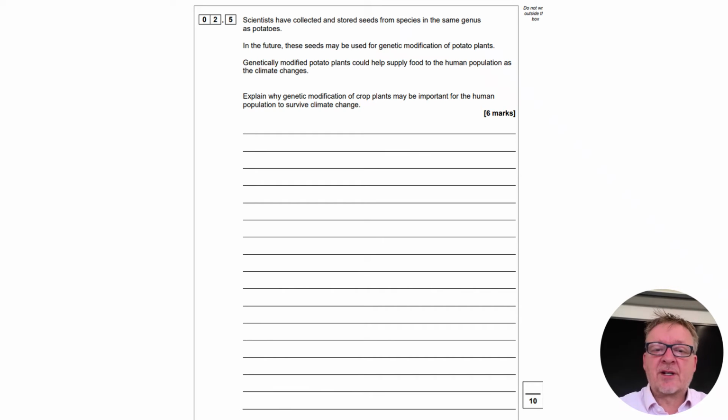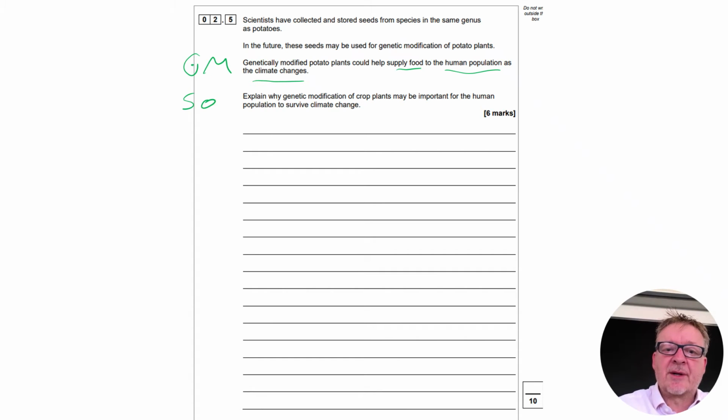Scientists have collected and stored seeds from species of the same genus as potatoes. In the future, these seeds may be used to genetically modify a potato plant. Genetically modified potato plants could help supply food to the human population as the climate changes. So we're talking about getting food for humans because the climate is changing.